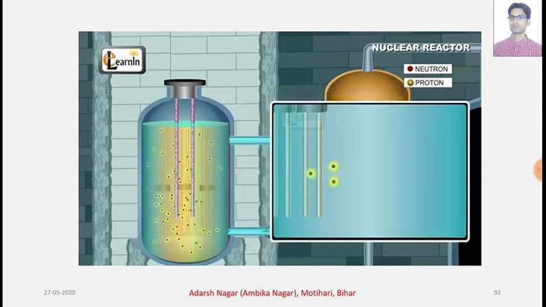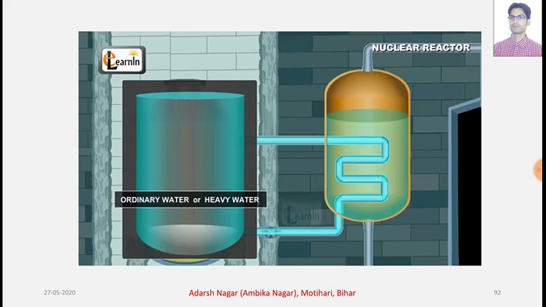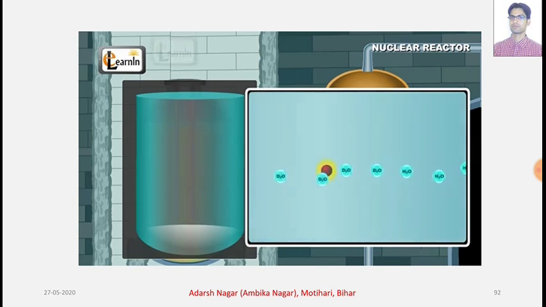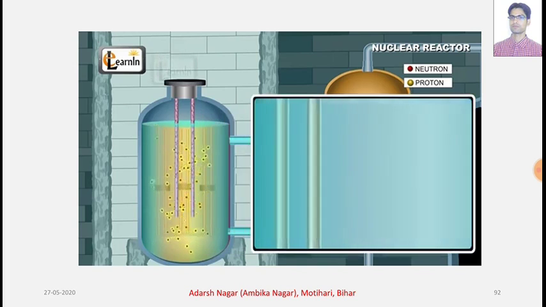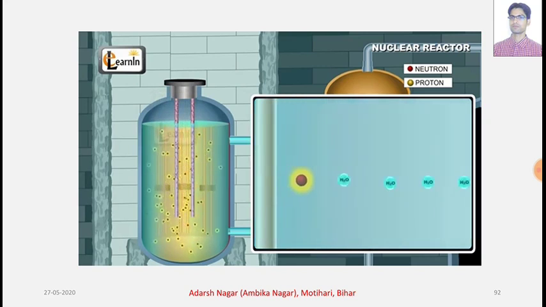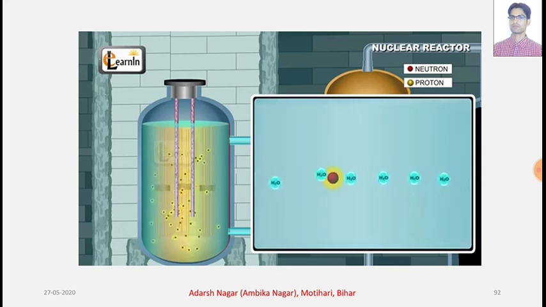Now this rod is used to absorb the extra neutrons. Ordinary water or heavy water is also utilized here to slow down the speed. Here this is going very fast. Now the speed is slowed down.